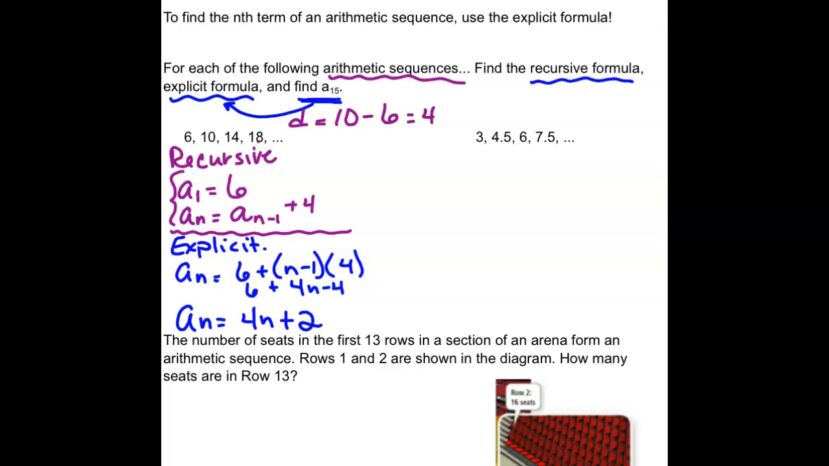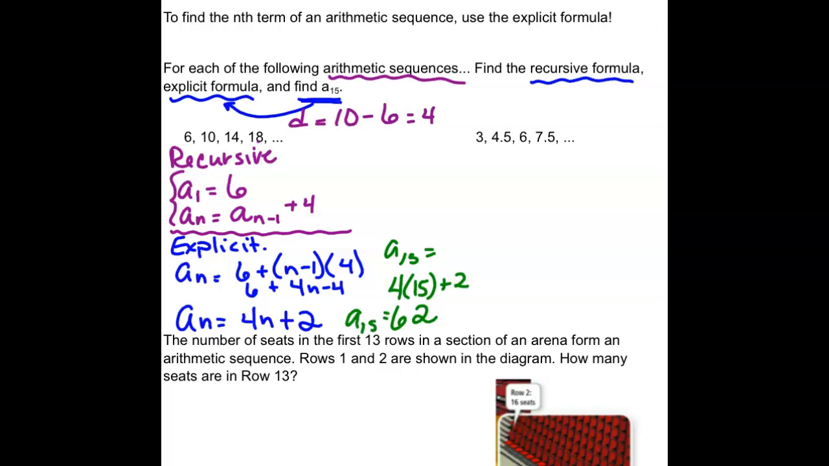Then to find the 15th term, we're going to actually use that explicit rule. So a sub 15, we simply plug a 15 in for n. So 4 times 15 plus 2, and we would get 62 for the 15th term.